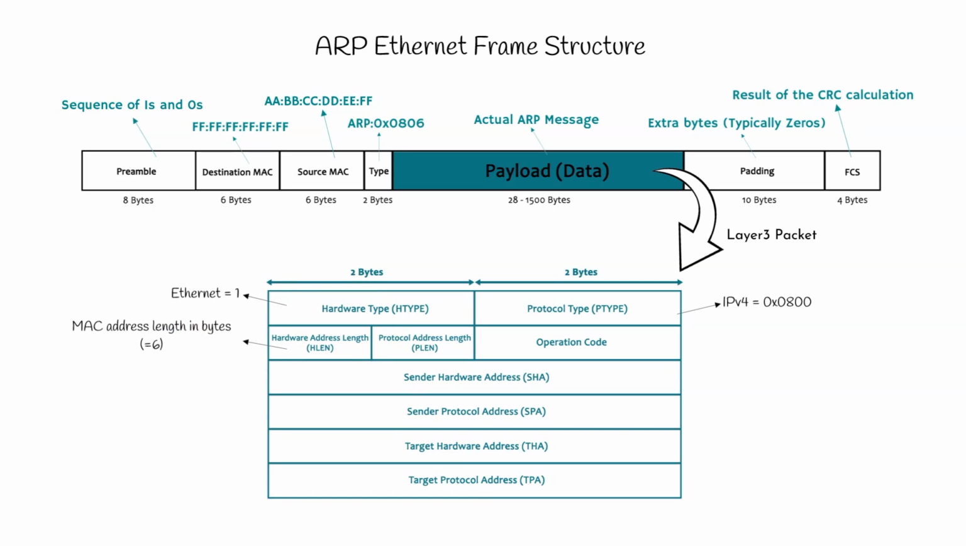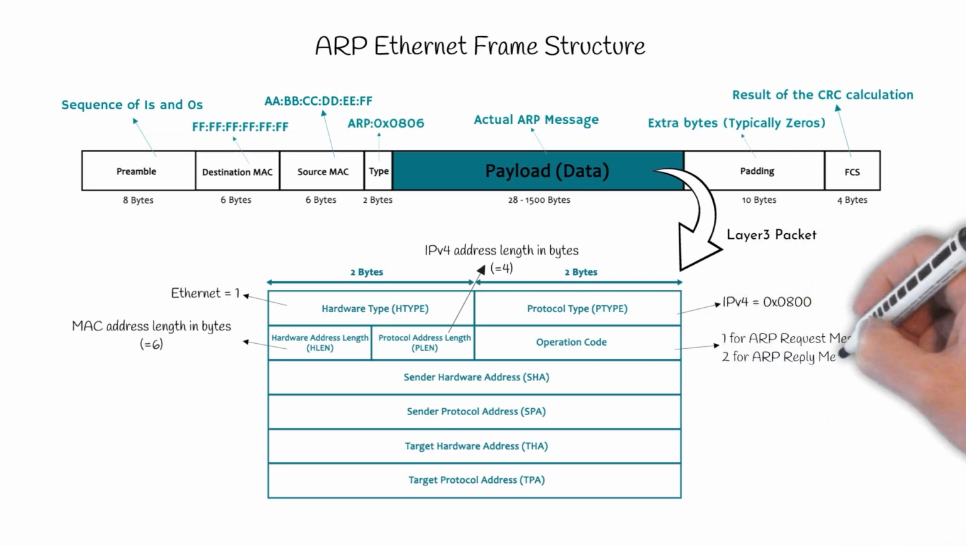Hardware address length specifies the length of the hardware address in bytes. For Ethernet, this value is 6, since a MAC address is 6 bytes long. Protocol address length specifies the length of the protocol address in bytes. For IPv4, this value is 4, as an IPv4 address is 4 bytes long. Operation indicates the operation being performed: 1 for an ARP request and 2 for an ARP reply.